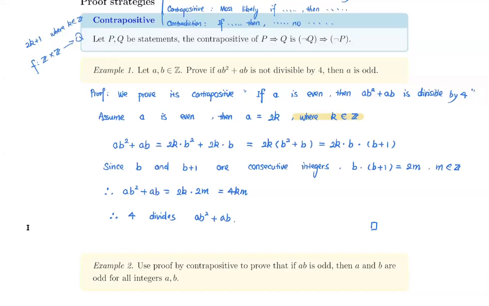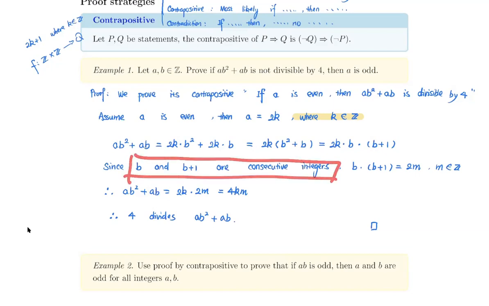Well, yeah, you can say that as well, since one is odd, the other one is even. But the thing is, you need to justify it. We all know this is even, but you need to tell me why it's even. That's going to be worth marks as well. So a few things. First of all, please write down your contrapositive. Second, whenever you introduce a variable, please define the variable. Third, whenever you claim something is even, you have to say why it's even. Because b and b plus 1 are consecutive integers, this is a reason. So we know that the product of two consecutive integers is divisible by 2.